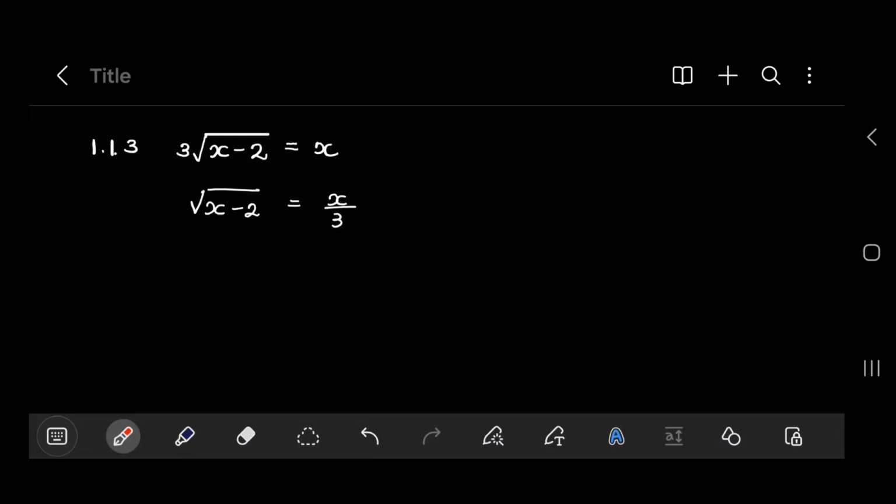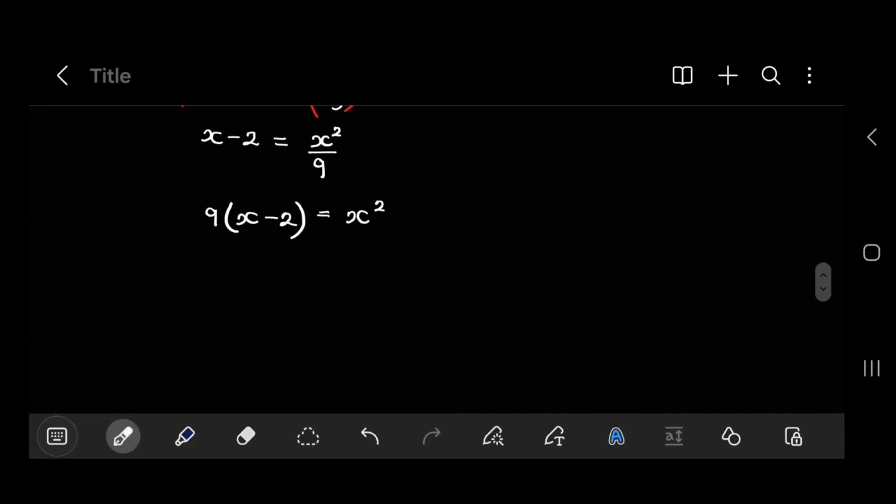Now that we have the surd alone, we want to get rid of the square root. So we are going to square both sides. On the left-hand side, the square root and the square cancel each other out, so we're left with x minus 2. On the right-hand side, we're going to have x squared over 9. Now to get rid of this 9 in the denominator, let's take it and multiply across. It's going to be 9 times x minus 2 is equal to x squared. Let's now take that 9 and multiply into the bracket. We'll have 9x minus 18 is equal to x squared.